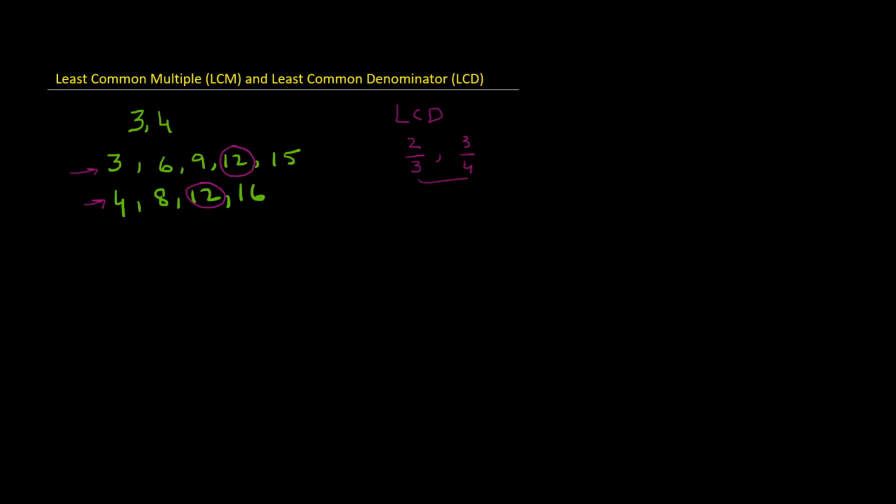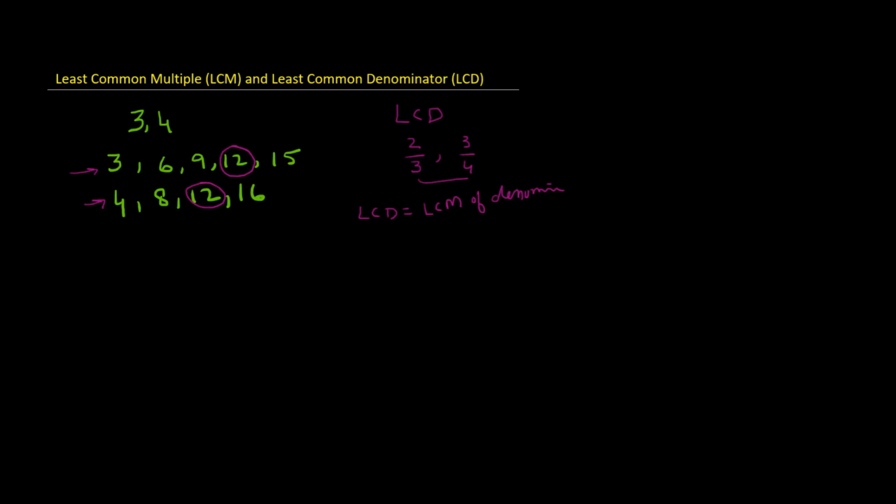The least common denominator will be the least common multiple of the denominators. So least common denominator is simply the least common multiple of the denominators. This term is used only when we are talking about fractions. So these are two fractions, 2 by 3 and 3 by 4. The least common multiple of 3 and 4, which are the denominators of these two fractions, would be the LCD.